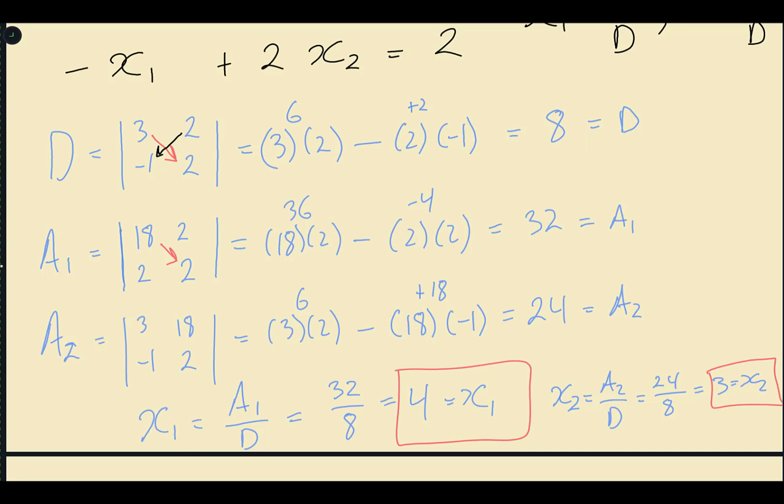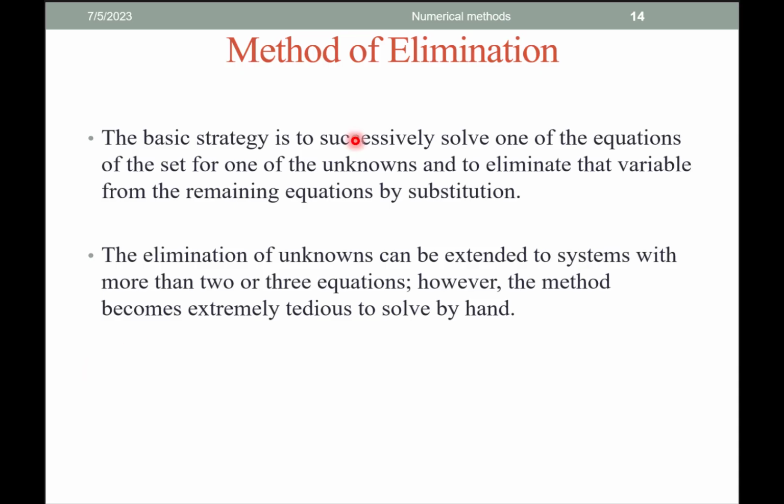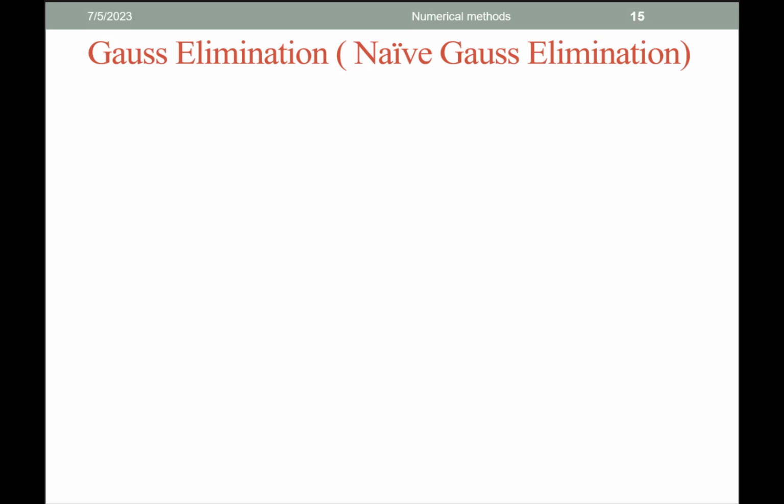All right, so let's keep going. The next method we're going to look at is Gauss elimination, which is basically a method where we eliminate parts of the equation so it becomes easier to solve. So let's just get into it here.